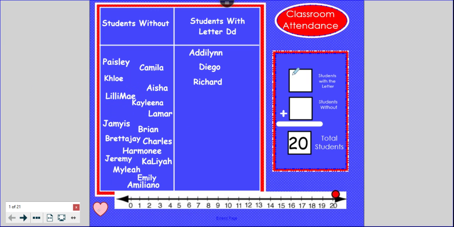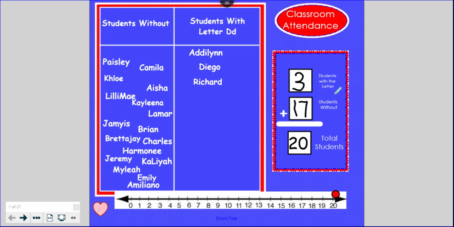Let's write a number 3 beside in the box that says students with the letter D. Number 3. Awesome. Let's count and see how many friends do not have a letter D in their name. 1, 2, 3, 4, 5, 6, 7, 8, 9, 10, 11, 12, 13, 14, 15, 16, 17. 17. I think that's the same number sentence we had the other day. If I'm writing a number 17, I start with writing the number 1, that's right. And then 17, I hear a 7 inside of that number.